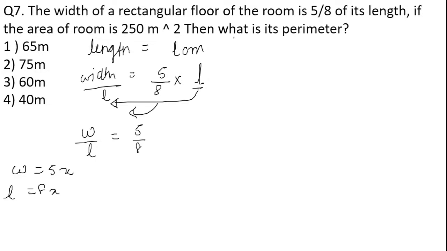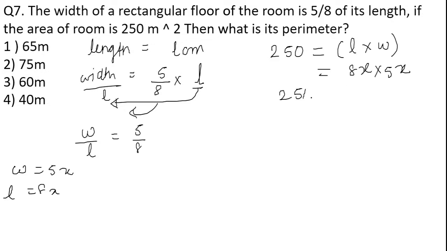We know the area is 250 meter square. So can I take area as length into width? Area is equal to length into width, right? So 250 is equal to length into width. Now we know the length is 8x and the width is 5x. So 250 is equal to 5 8s are 40x.